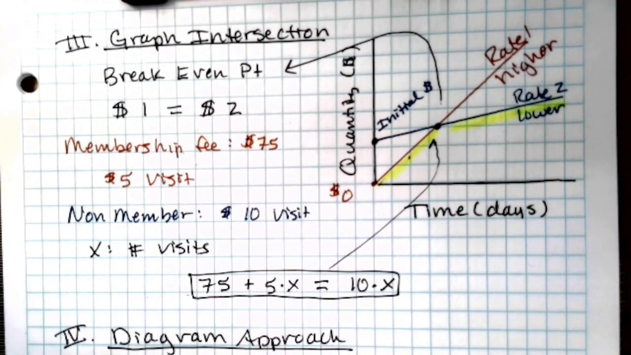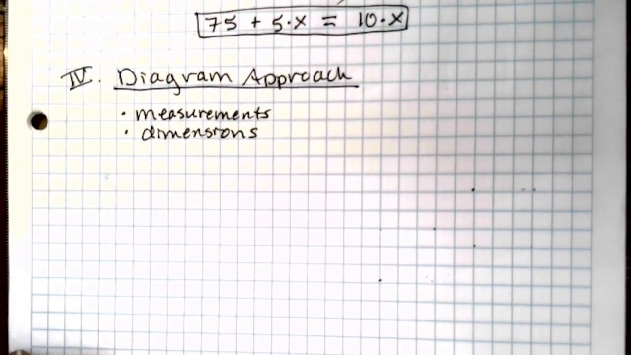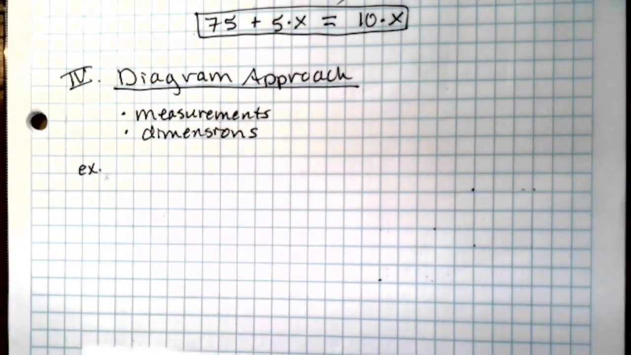Diagram approaches typically have measurements that are mentioned in them, and it typically has dimensions, and not just straightforward ones like the box that we drew, but measurements and dimensions that have to be used in combination with each other. All right, so here's an example, and if you want to pause the video to write this down, you can do that.